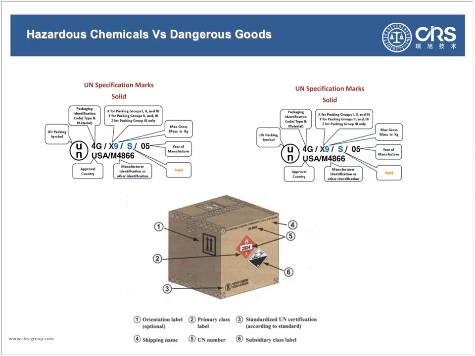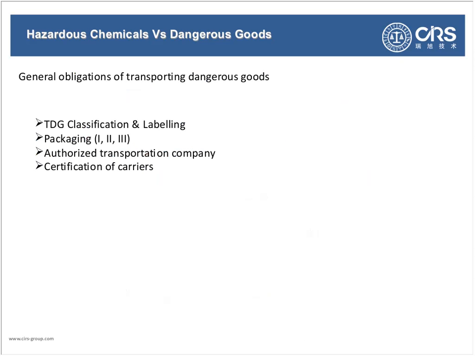Second one is about the package. As you confirm your TDG classification, you need to prepare the package based on the classification. There are three different kinds of package requirements. The package one, two, and three. One is the most serious dangerous goods, and the third one is the least dangerous goods.